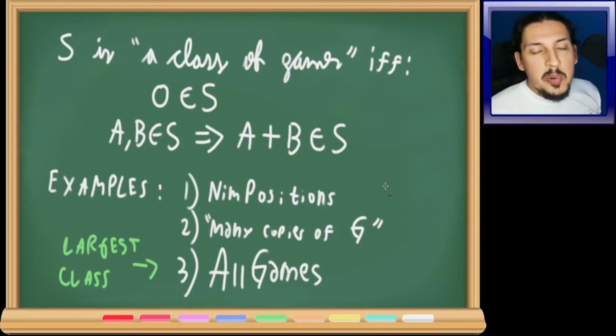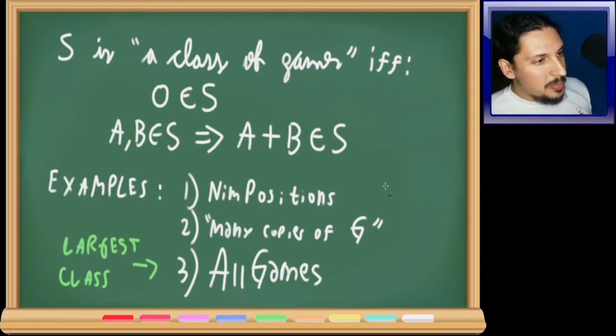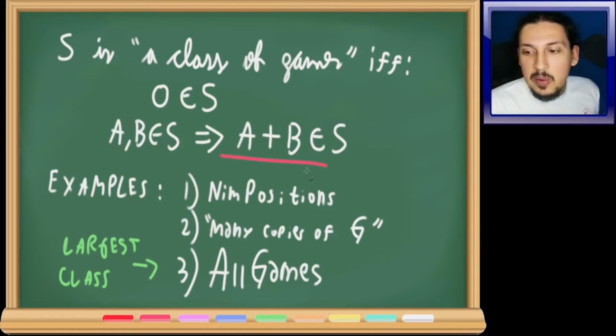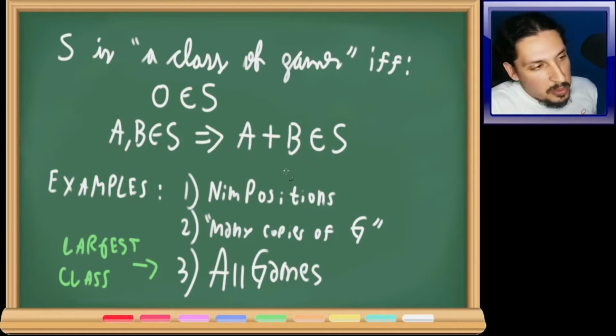Now, we are making progress. Let's really quickly put some formality into all of this, but this is not so important for the algorithms. Let's say that S is a class of games if the zero game is in S, and it's closed under addition. That means that if you have two games in the class, then the sum is also in the class. Very intuitive property.